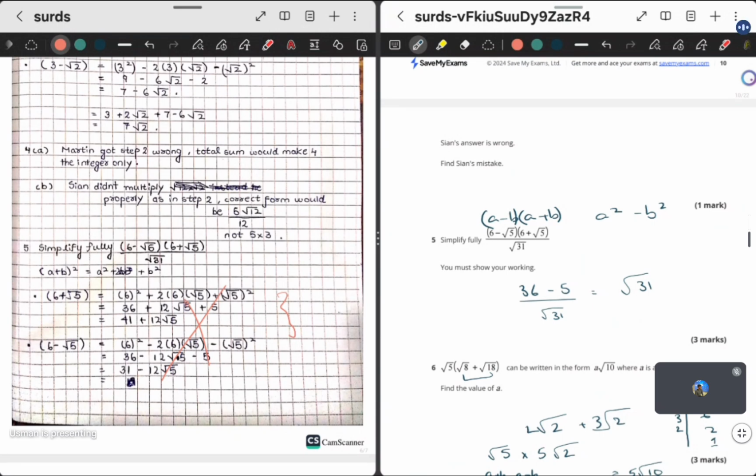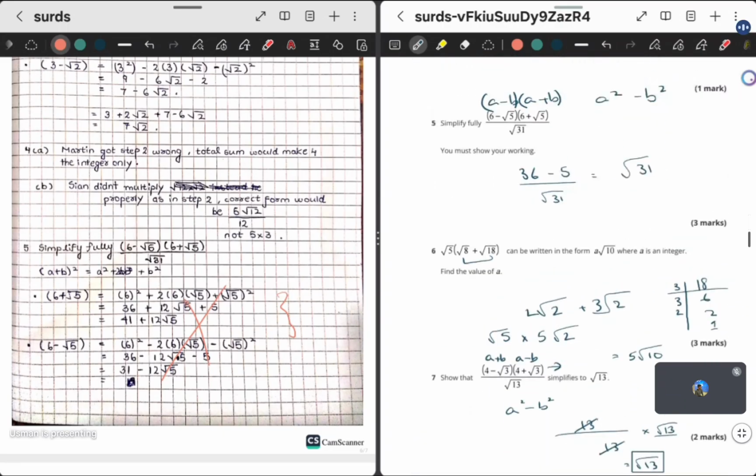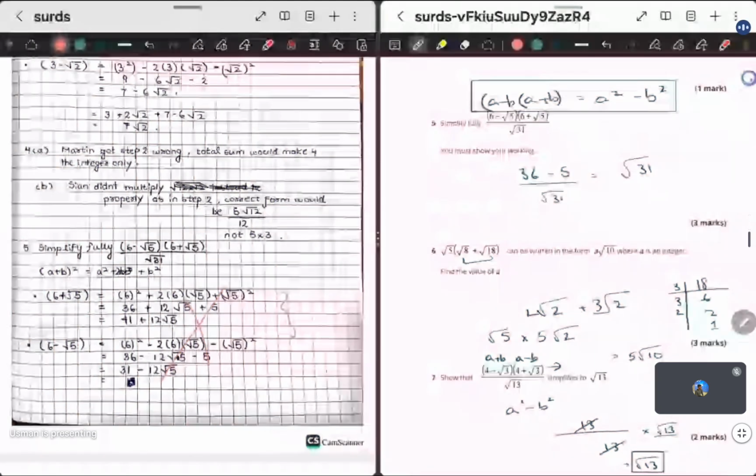Right? Just for the sake of convenience, let's check this on the calculator as well. So the final answer comes out to be root 31. So remember this identity. Okay. So a square minus b square is equal to a minus b, a plus b.